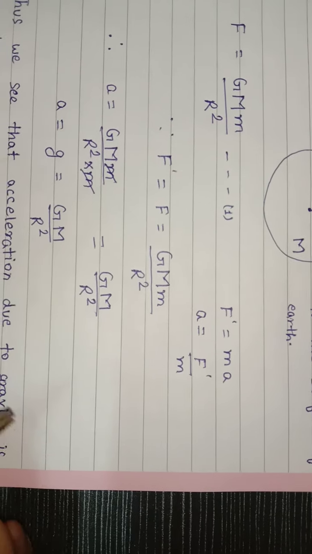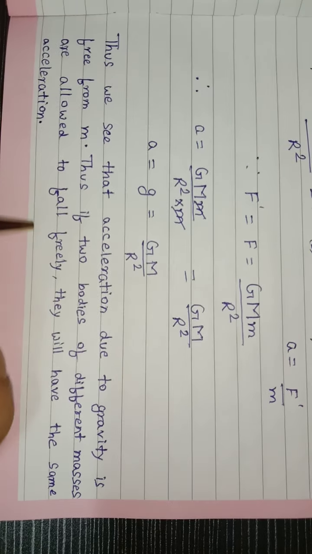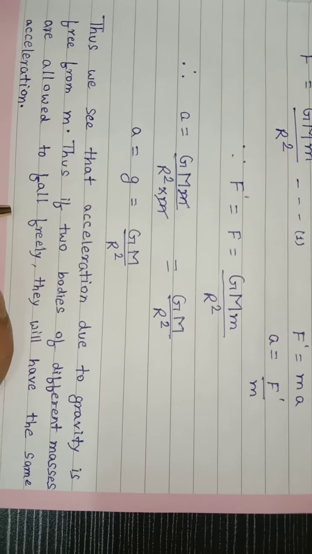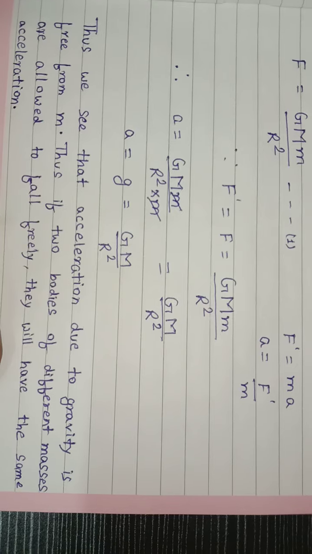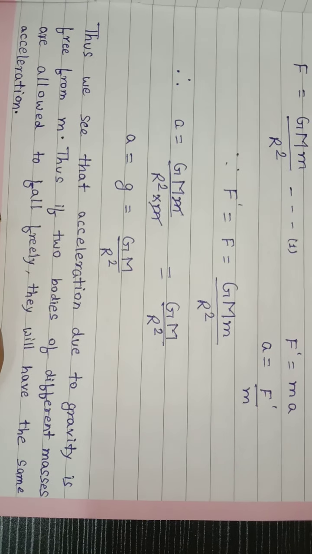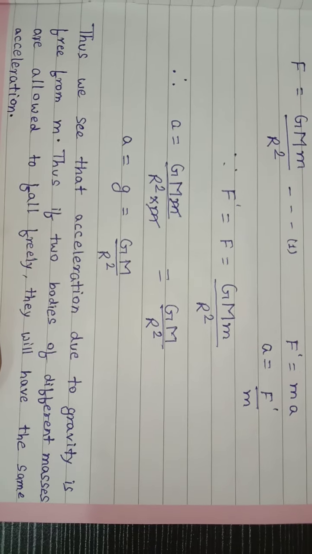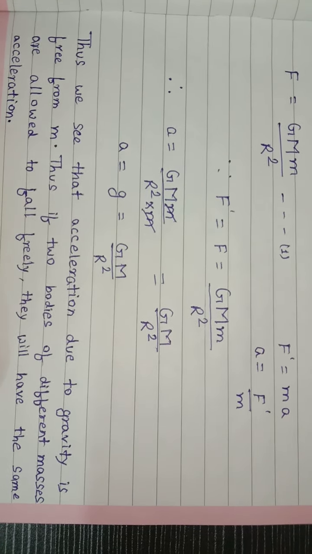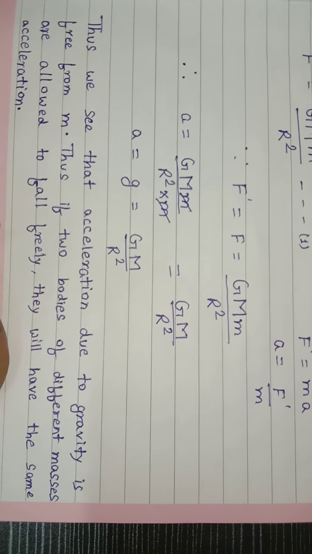Now, thus we understand that if two bodies of different masses are allowed to fall freely, they will have the same acceleration. That's why you must have seen this experiment, the feather and coin experiment. It is a very important experiment. In that experiment, a feather and a coin were allowed to fall from the same height. Obviously, the coin fell earlier and the feather fell after some time.